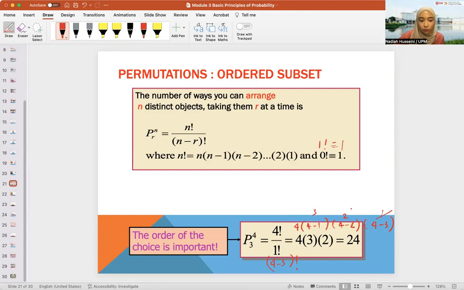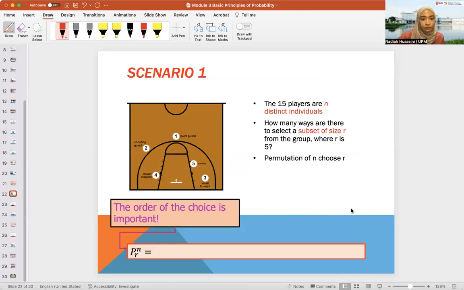Okay, so let's do an example. Back to the scenario. So we have 15 players as our n. We have a subset of size r. Here, the order is important. So we have to use permutation of n, choose r. So here, I'm going to write it like this. Permutation 15, choose 5.